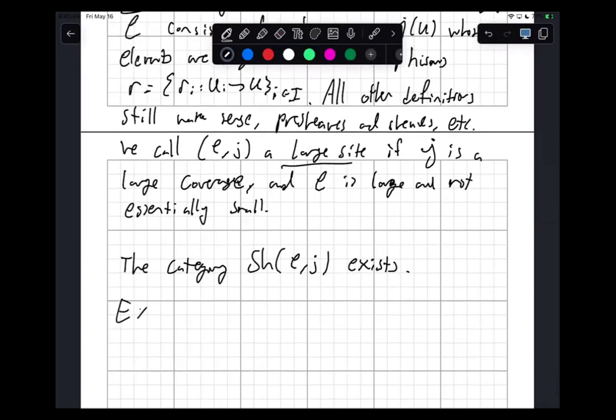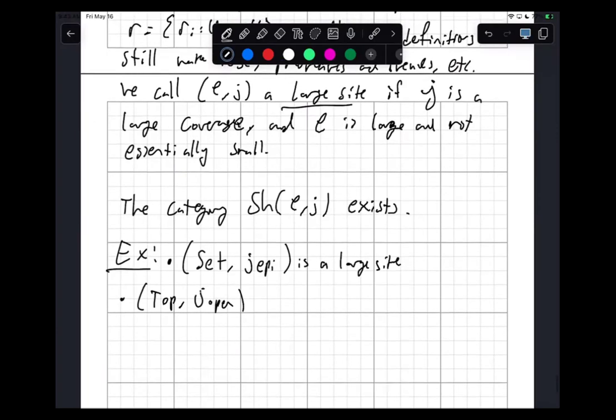For example, we can have Set with J epi. This is the site whose underlying category is the category of sets, and a covering family is one that's jointly epimorphic. So if I take the union of their images, it covers the set. So this is a large site. Another is the category of topological spaces, and the typical coverage there is large.